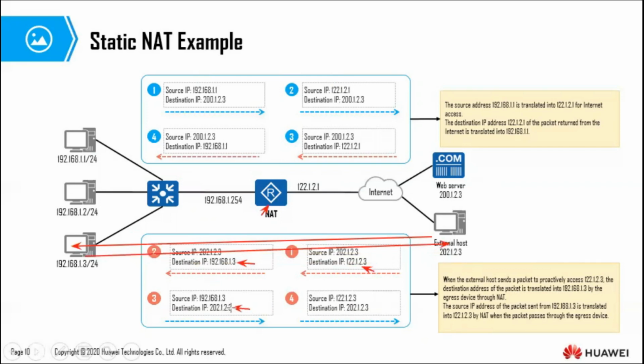Then if this guy wants to reply to this guy, the destination is going to be the public address, and the source is its own private IP address. When it gets to the egress device, it changes the source to a public IP address using that table that we've just seen. And the destination, of course, remains the same, which is the IP address of the external host. So that is how communication is facilitated both ways. Anyone with a question about this?